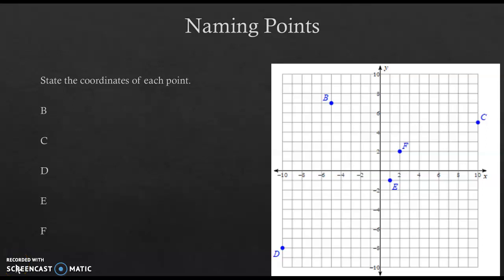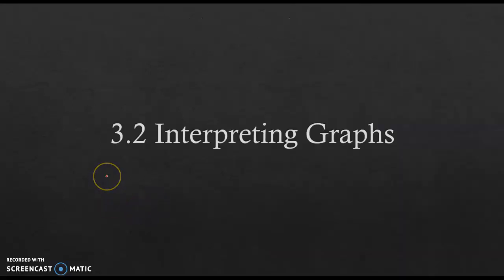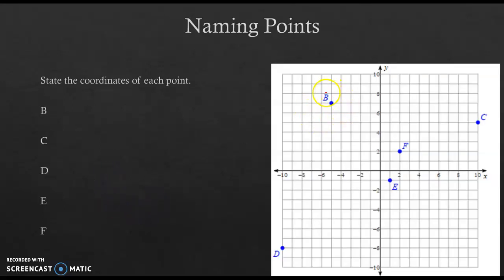Right, so coming back to plotting points, our next example is when we need to name our points. So we're going to start with, go back, point B, which is in the second quadrant.